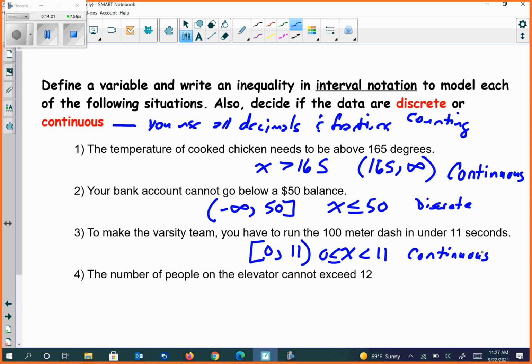Okay? And then the number of people in an elevator cannot exceed 12. Well, I guess I could have 0 people in the elevator. I could have up to 12 people in the elevator and anything in between. Just because you bring a baby on board, it still counts as a person according to the elevator people. Okay, so we'd have 0 is less than or equal to x, which is less than or equal to 12. Being that you're talking about people, it's discrete. Again, it doesn't matter that someone's taller or shorter. They still count as a person.